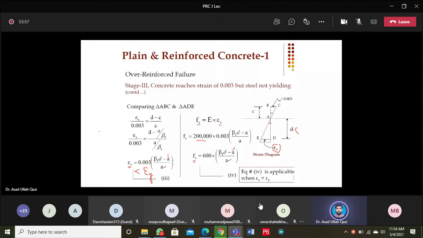That will be a hint that your calculations are on the right track. If there are some calculation errors, you will be cautioned once you get epsilon s and it is not according to the well-known behavior that in an over-reinforced cross-section, epsilon s will be less than epsilon y. So this is how we will be dealing with over-reinforced cross-sections.